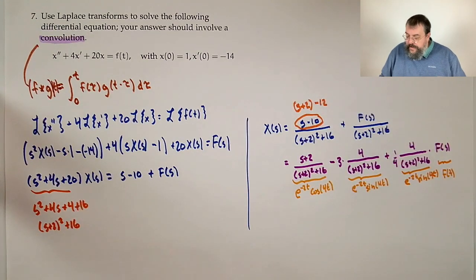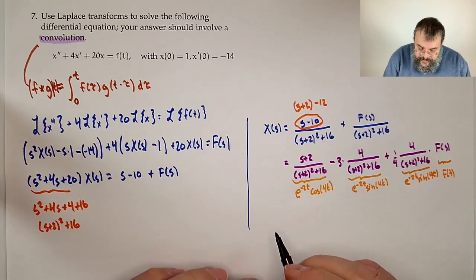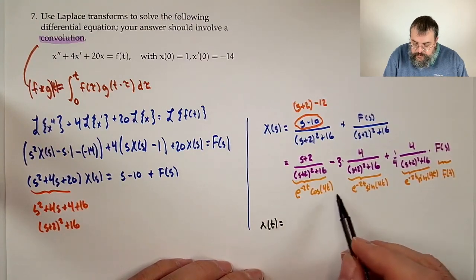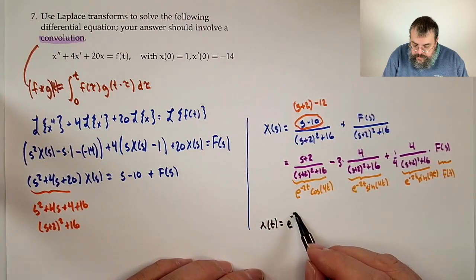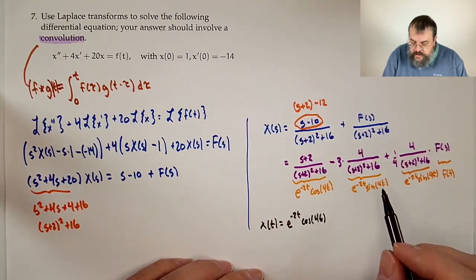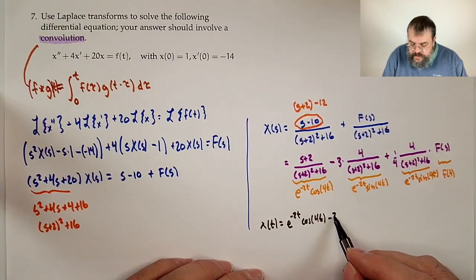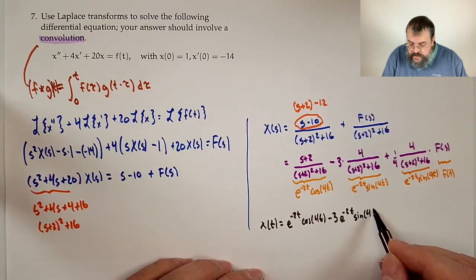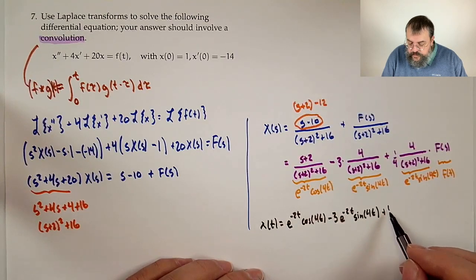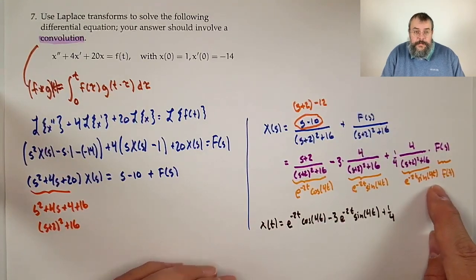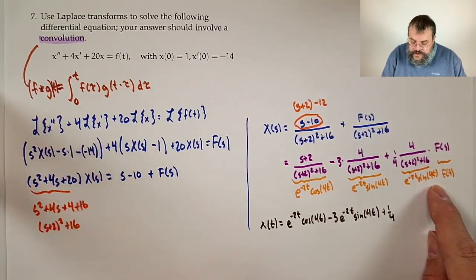So, our answer becomes the following. We have that x of t is, just work your way across, e to the minus 2t cosine of 4t. Now, don't forget the minus 3, e to the minus 2t sine of 4t plus 1/4. And now we pull out the convolution. This is going to become a convolution, so we're going to write it as a convolution.